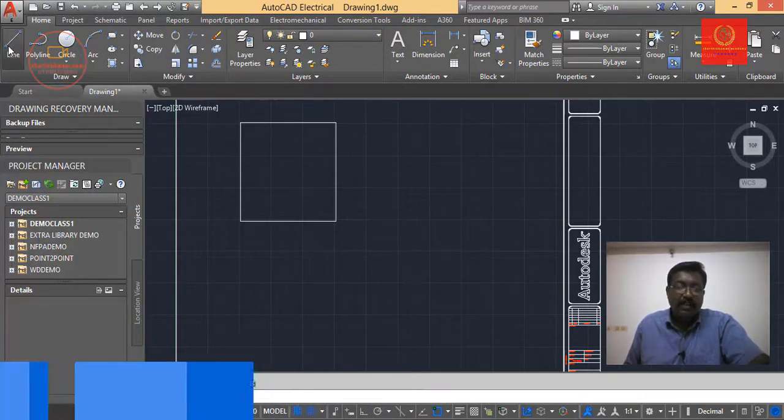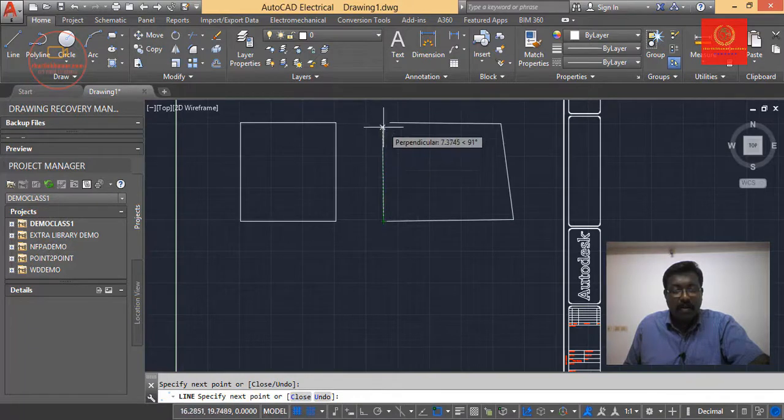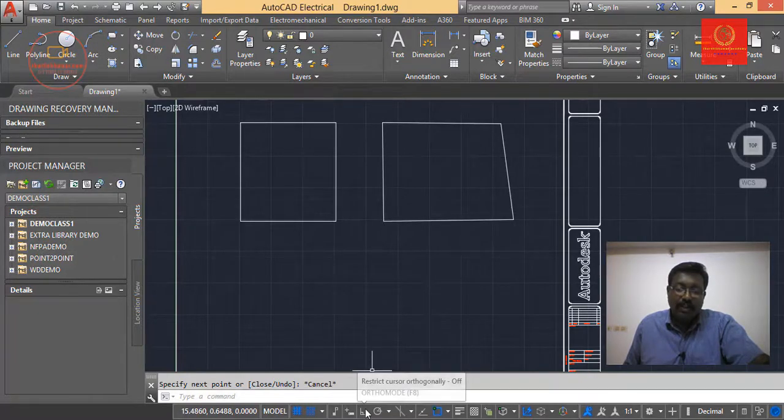Now ortho mode is disabled. Now let me select the same line and try to draw a perfect square. You can see that it is not locking the cursor to 90°. Now the user can move the cursor to any angle which is not 90°. Since ortho mode is not enabled, I cannot draw a perfect square.